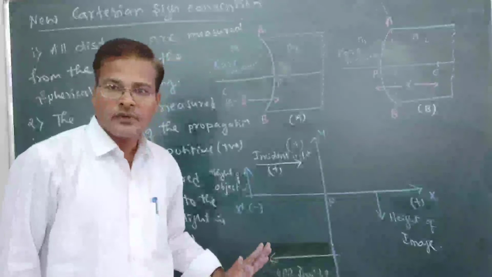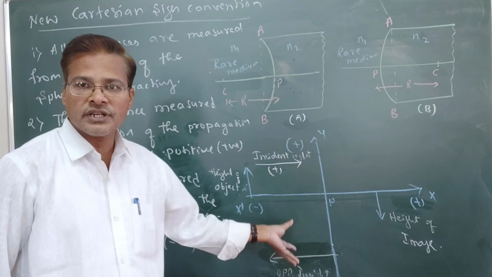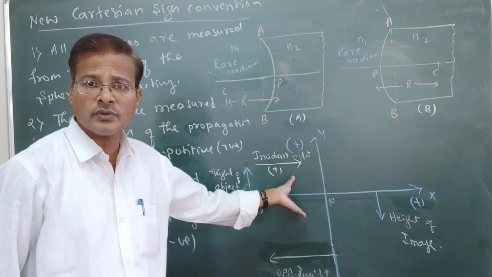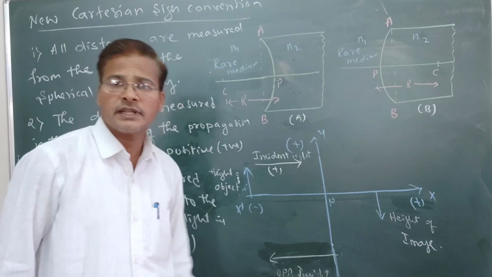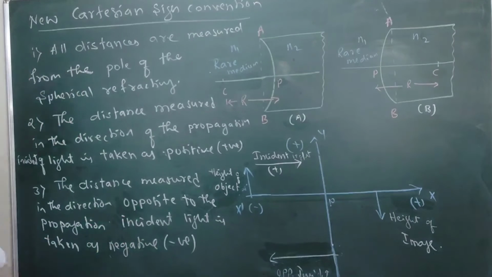Negative. The distances measured in the direction of propagation of the incident light we are going to take as positive, and which is opposite to this, that is taken as negative. So that is the third point we understood there.